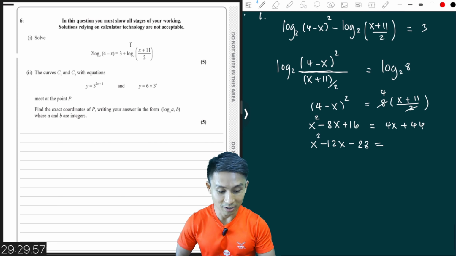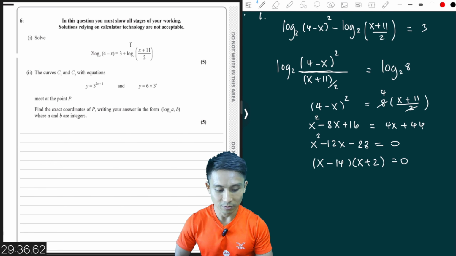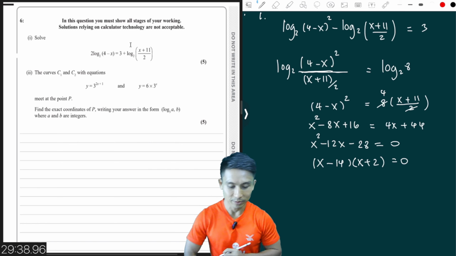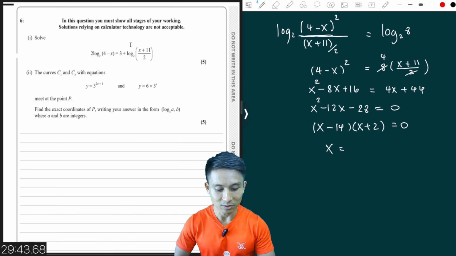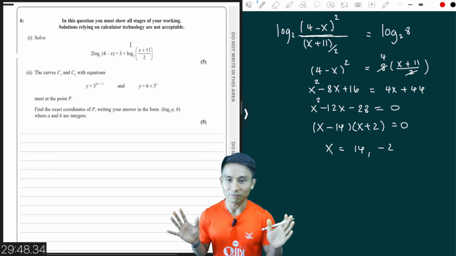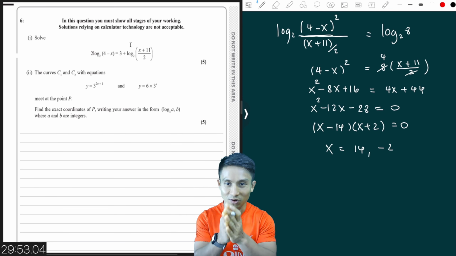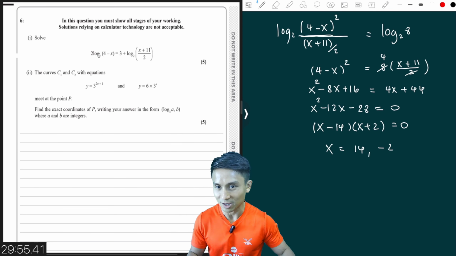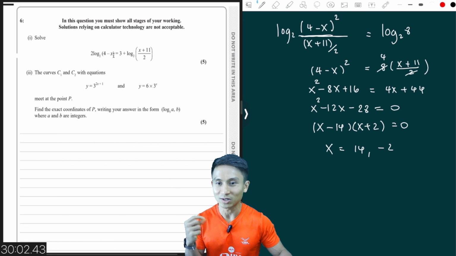I'm just checking. So we can factorize this. I think we can do 14 and 2. Yeah, 14 and 2 there. That should be right. So it's going to be x equals 14 or minus 2. Now, don't just go with always the positive value. You should try putting these two answers back into the original log equation, which is this guy right here. Put into every x, see if anything gives you a negative argument in the log.